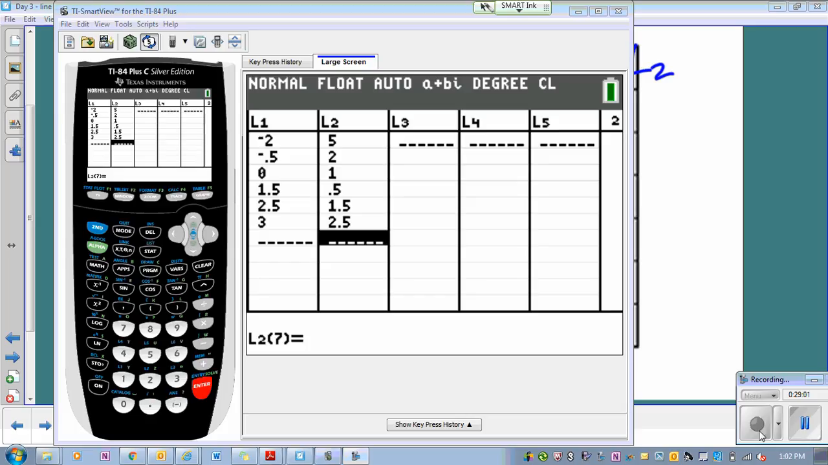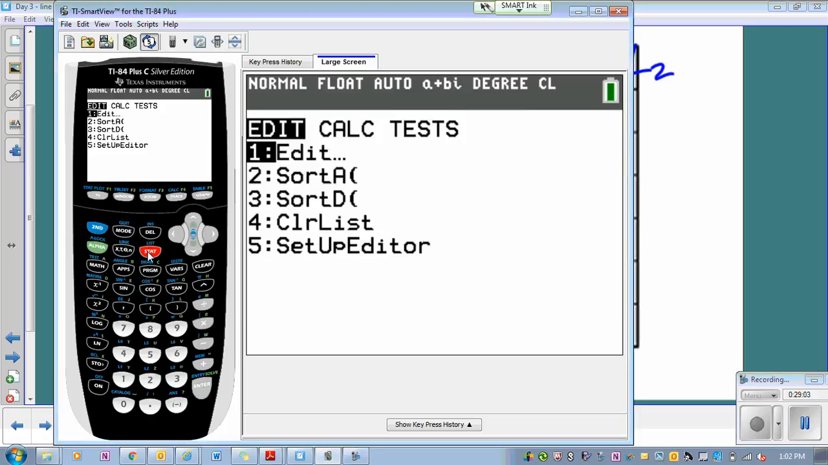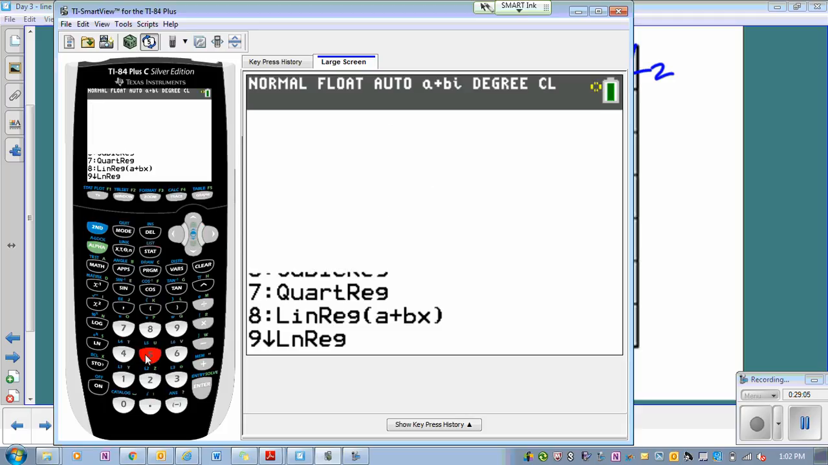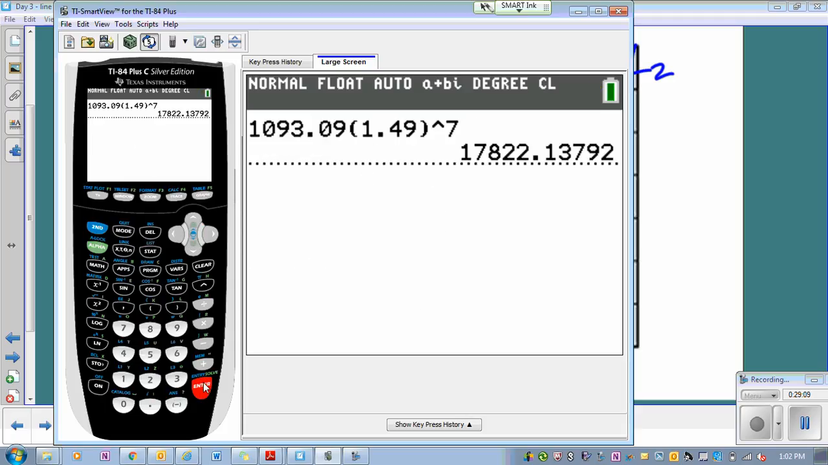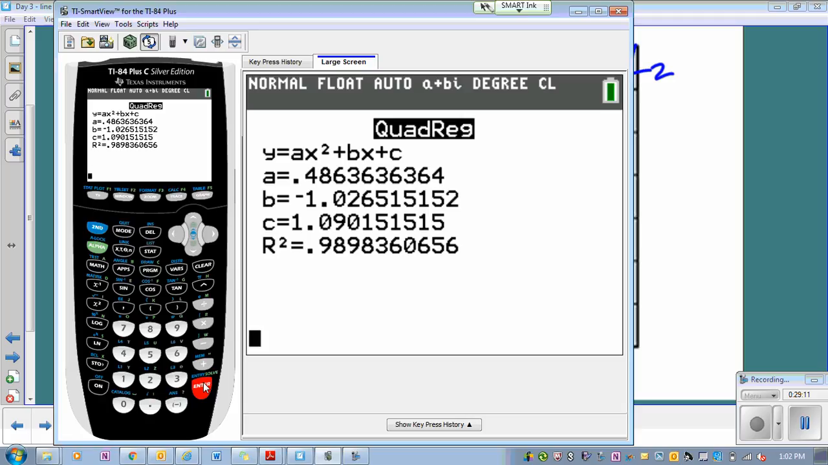All right, so I put everything into the calculator. I'm going to start with quad reg. Okay, so quad reg, I have 0.48, negative 1.02, and 1. My R squared, my correlation coefficient for the quads, is 0.9898.